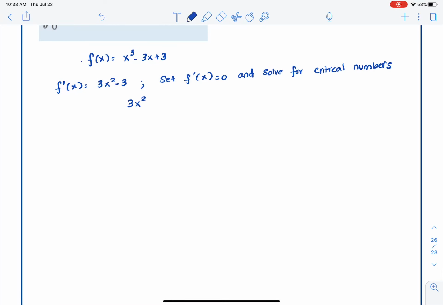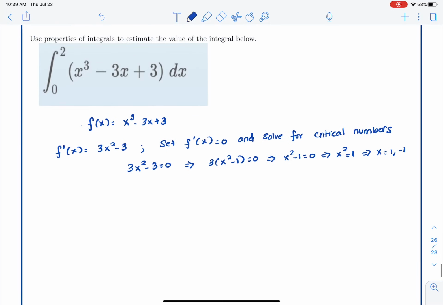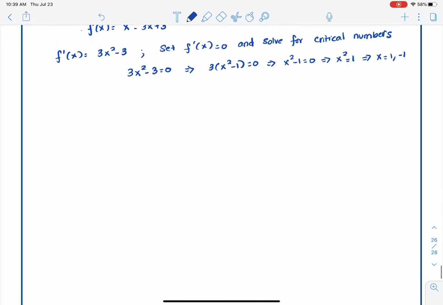3x squared minus 3 is equal to 0, which would imply 3 times x squared minus 1 equal to 0, which would imply x squared minus 1 equal to 0, x squared is equal to 1, x is either 1 or minus 1. We don't care about minus 1 because our interval is from 0 to 2. So we simply look at the critical number that is between 0 and 2.